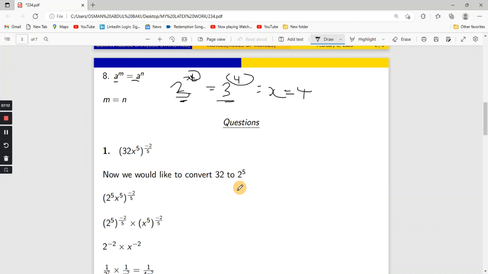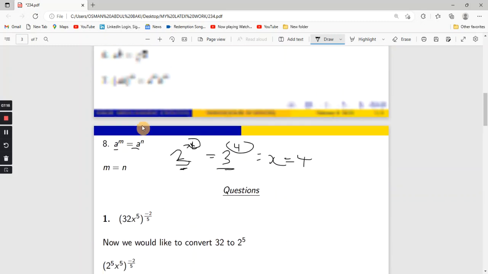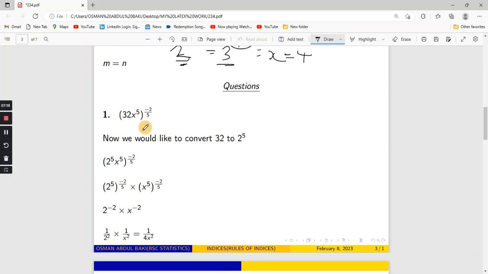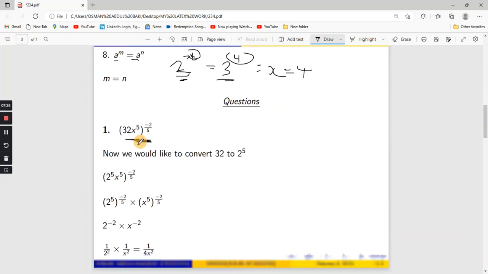All right, now let's come to the questions. We have about 5 questions that we'll solve, based on the properties that we have. Now the question is 32 times x raised to the power 5, all raised to the power minus 2 over 5. This question is from property 7.